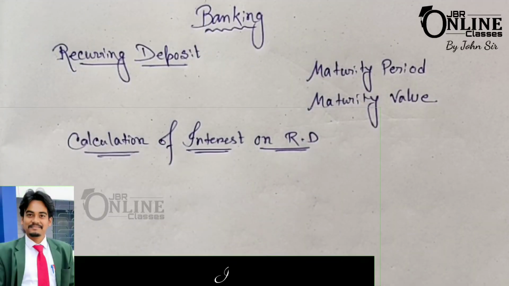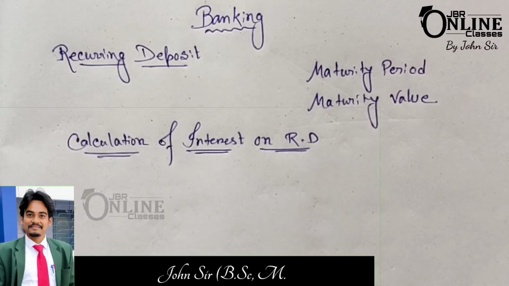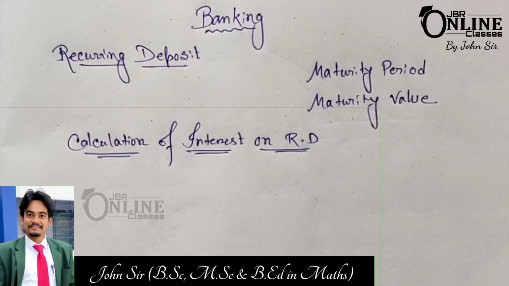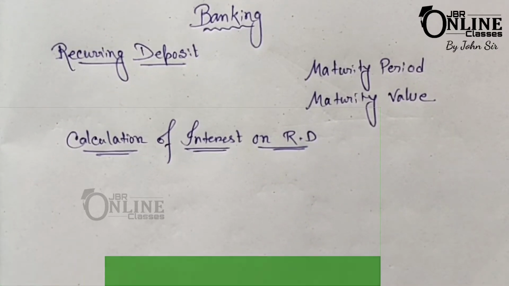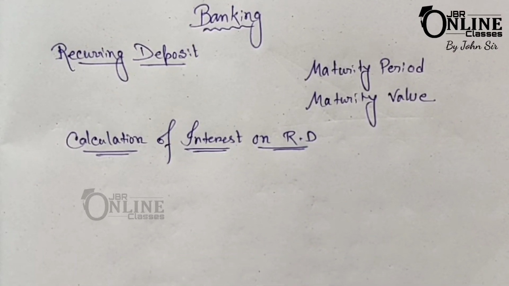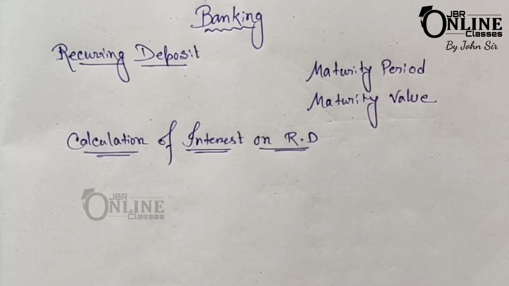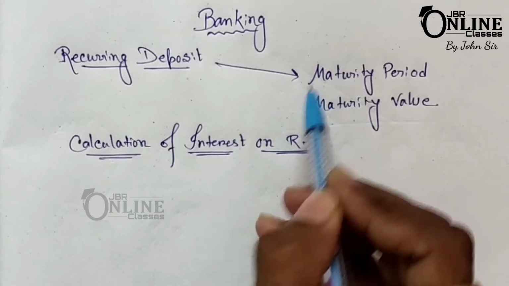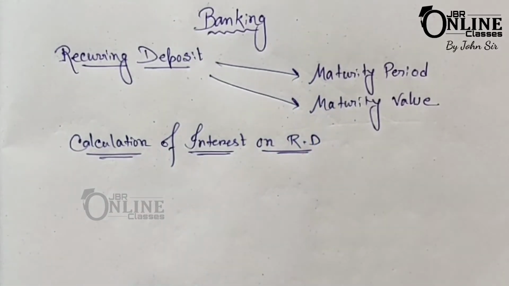Hello everyone. So today I am going to start a new chapter. It's called banking. Now in this chapter we are going to learn recurring deposit. So first you have to know what a recurring deposit is. In the recurring deposit there are two things. First one is maturity period and second one is maturity value.